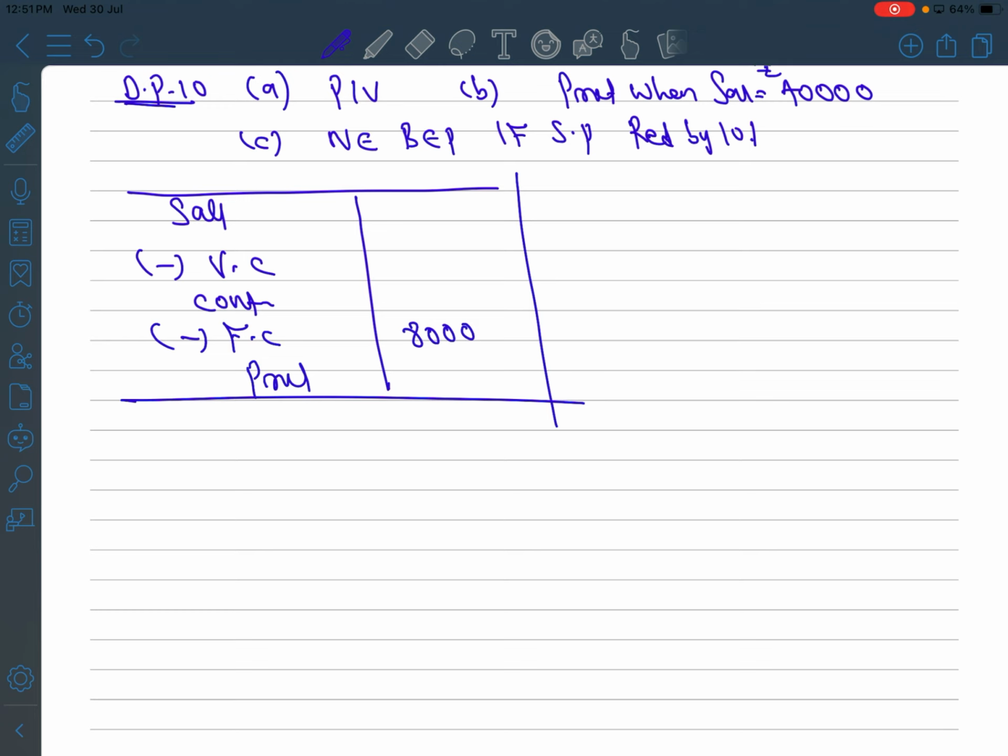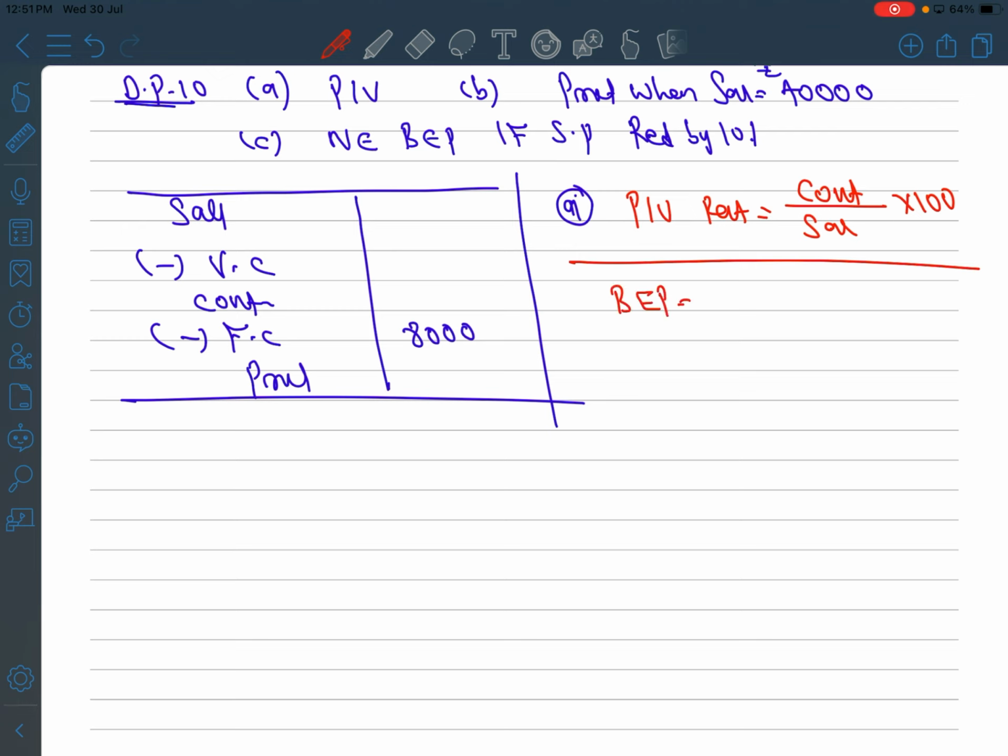Wait. Here, what is the hint? Break-even point is given. So, what is the actual equation to find out PV ratio? PV ratio is equal to contribution divided by sales into 100. But here we don't know the contribution or the sales, so how can we find it? Another way, think like this. What is the equation for break-even point? Fixed cost divided by contribution per unit, or another equation. Think wisely.